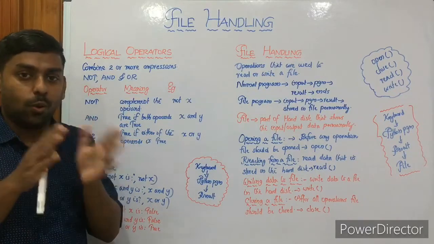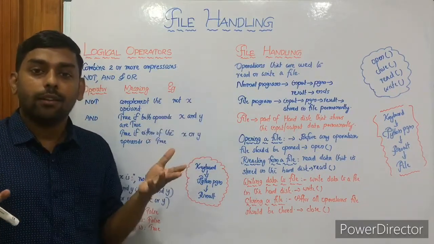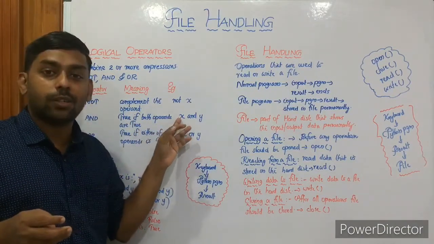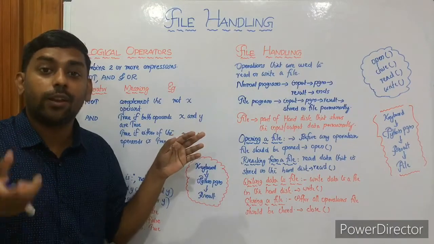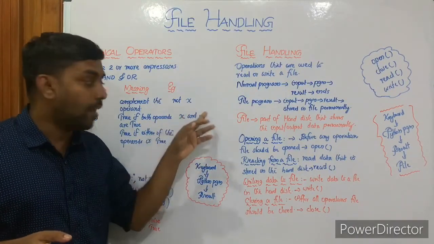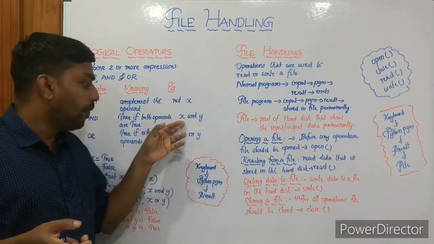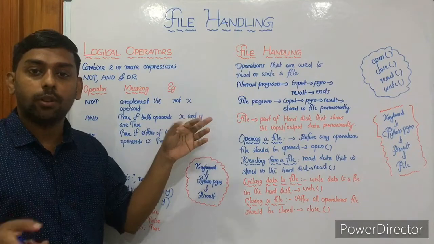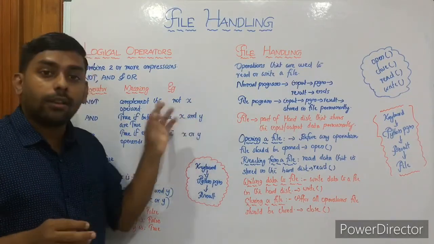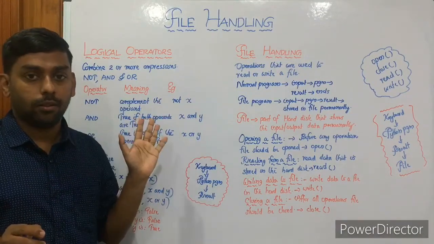Actually we have two values, right? True or false. If the value of x is true and the value of y is true, you will get true. Another case: suppose x is true and y is false. What will you get? False. Suppose x is false and y is true. What will you get? False. If x is false and y is also false, you get false. And when do you get true? Both x and y must be true to get a true output. Hope you get me, right?